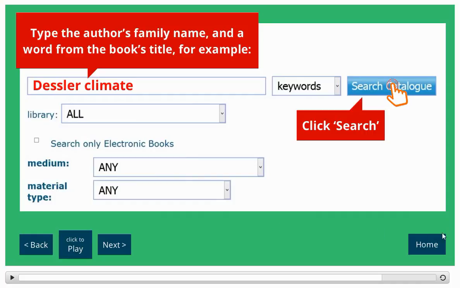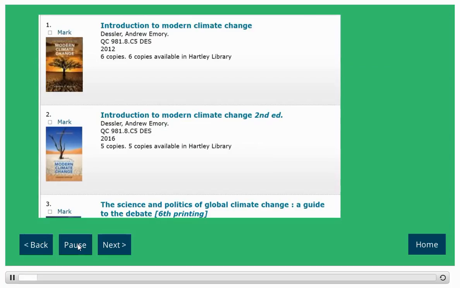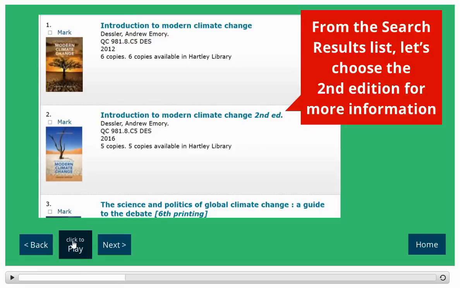Now, at any point there is a home button, and this is crucial. I've seen presentations where there is no home button and you cannot go back home. Always make sure that from any slide your user can go back home. There is back, there is next, and there is pause. And once you click pause, it says click to play. So this is also important.